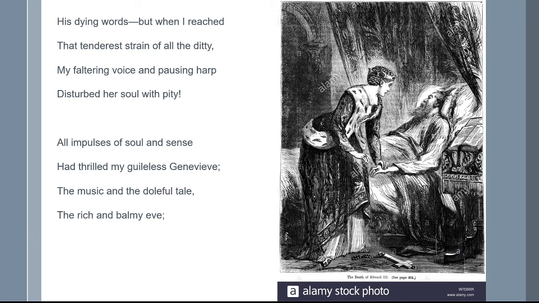In the 18th stanza of the poem, all impulses of soul and sense had thrilled my guileless Genevieve, the music and the doleful tale, the rich and balmy eve. The poet's story has deeply moved the simple Genevieve. The music, sad story, the fading evening light has had an enormous effect on his lady love. In this stanza of the poem, hearing the story of the poet, his beloved's soul and senses are deeply affected.